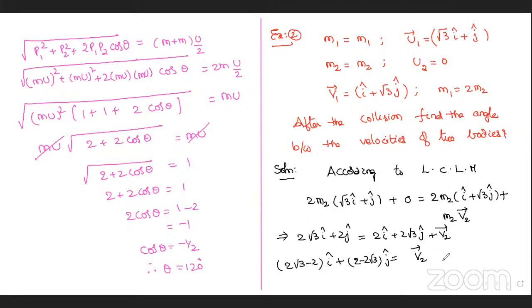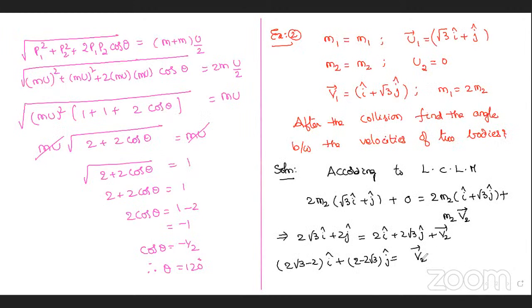According to LCLM, what you said, I found V2. Then what is the angle between the velocities after the collision? Angle between whom? U1 and U2 or V1 and V2? V1 and V2, sir. Right, good.